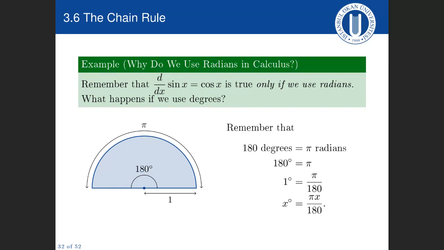Now, remember, radians means the distance around the outside of a circle of radius 1. So from this semicircle, we can see that the distance around the outside of the semicircle is pi. So pi radians must be the same as 180 degrees. So 1 degree must be the same as pi divided by 180 radians, or x degrees must be the same as pi x divided by 180 radians.